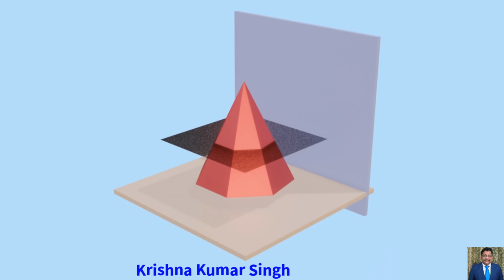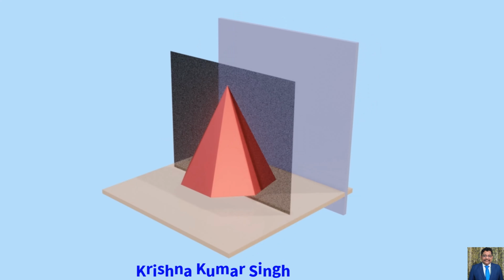Number 1. Section plane kept parallel to HP. In this condition, the section plane cuts the solid in such a way that the section plane is parallel to the HP or base of the solid. In this position, the section plane is perpendicular to VP. In this condition, the section is projected on the top view.